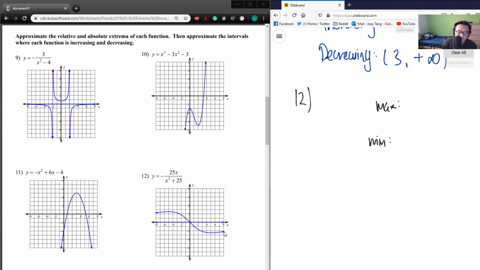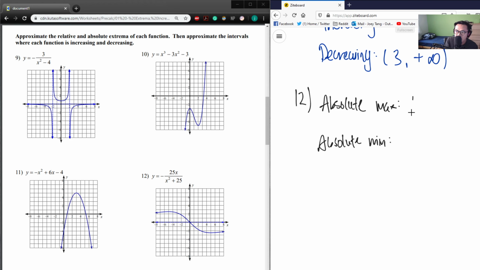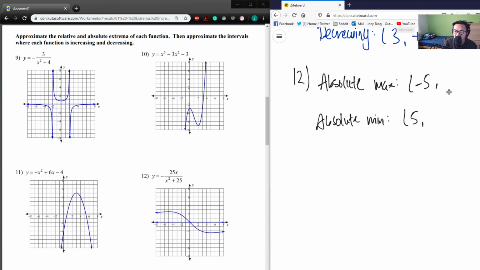Because in this case, it's never going to be greater than whatever this positive 3 is, and I'll solve for that, and it's not going to be lower than this negative 3 here. So in this case, I can change this to an absolute minimum, absolute maximum. So absolute max in this case would be this point here, which is negative 5 and something. And I'll solve for that because I'm given my algebraic expression. And then the minimum here would be 5 and some type of y value. I don't know that, but I know my x value is 5. So let's quickly solve for these y points here.